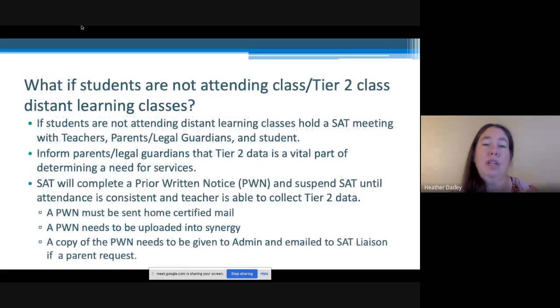What if students are not attending tier 2 class, distance learning classes? If students are not attending distance learning classes, hold a SAT meeting with the teachers, the parents, and the student, and inform the parents that tier 2 data is a vital part of determining if the student needs services, and we really cannot send a student on without that information. You're going to complete a prior written notice, which is a PWN, and suspend SAT until attendance is consistent and the teacher is able to collect tier 2 data.